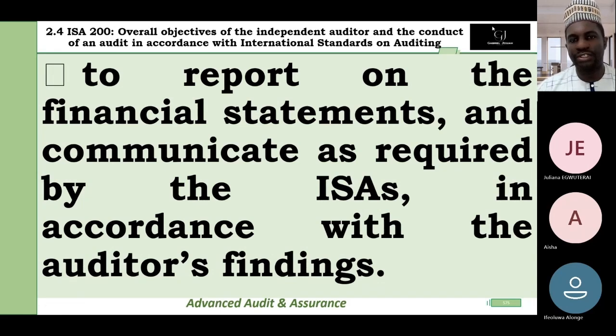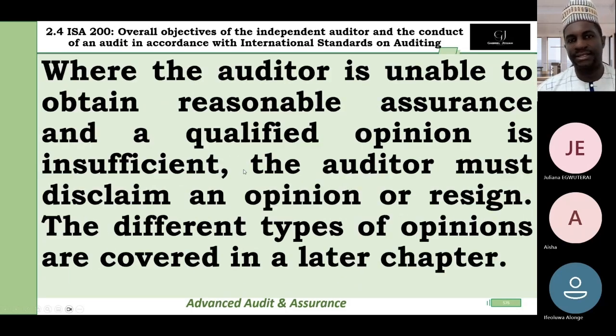And also to report on the financial statements and communicate as required by other ISAs, in line with ISA 200, in accordance with the auditor's findings. So where other ISAs are applicable, the objective is to ensure the auditor conducts the audit in accordance with all these applicable ISAs. It's very important he stays guided by these ISAs.